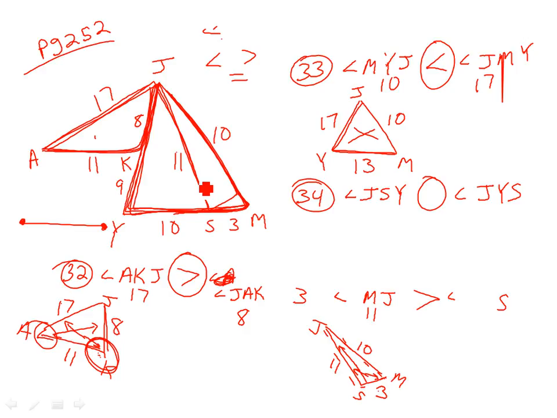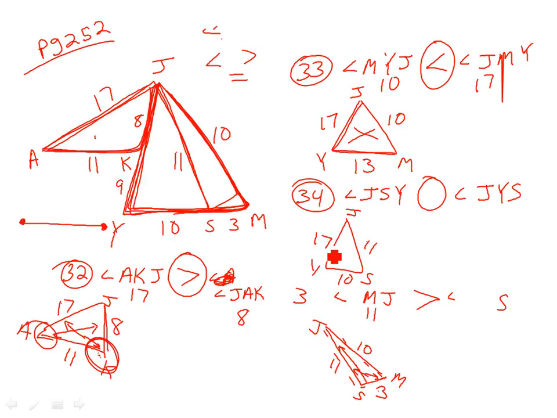So, angle JSY and angle JYS, which triangle are they in, Robert? JYS again. Which triangle? Middle one, alright, good. So let's split it off. Got J there, Y there, S there, right? So this side is how long? 10. This side, 11. And this side? 17.